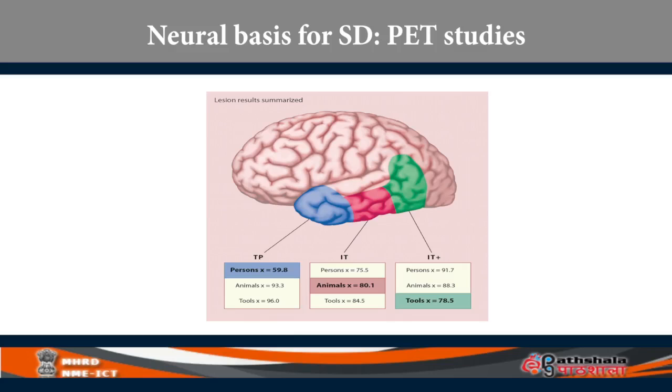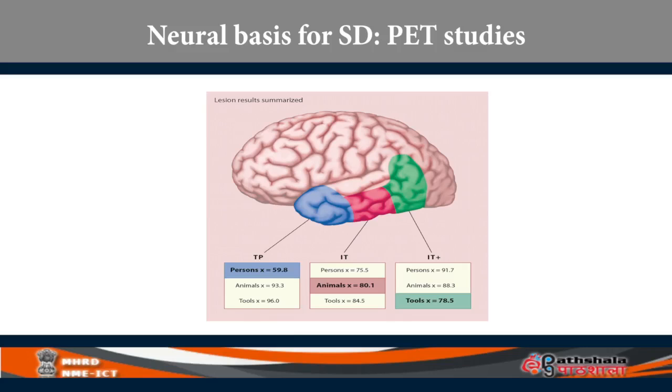You show 10 different animals, every single animal they say cow. You show a monkey, they say it's cow, right? So you can have category specific damage in semantic dementia. Some other patients can have problems with tools, they can't recognize tools, okay. So in other words, the lesion site is the temporal lobe, anterior temporal lobe.